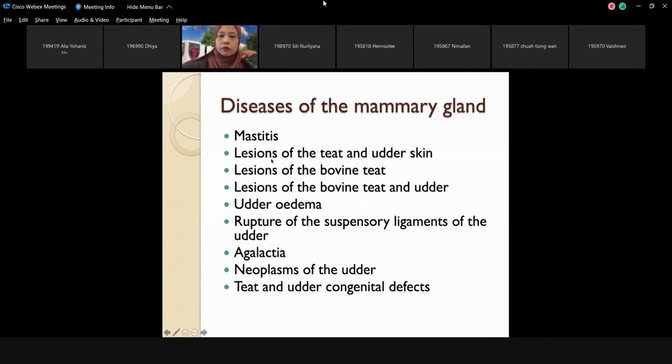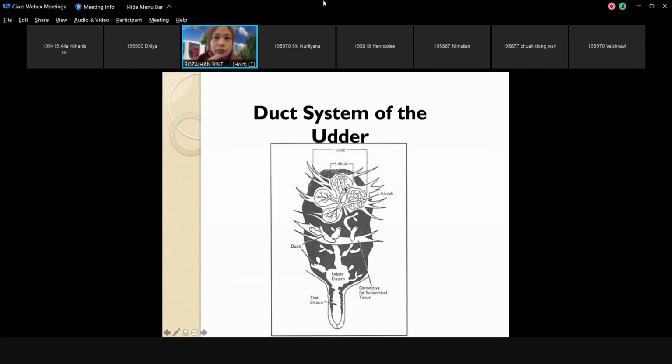Okay, sorry about that. After the milk is secreted by the alveoli, it will be stored in the lobule and transferred into the lobe. Then when the calf sucks, if there is any suckling effect, the milk would be transferred into these ducts and into the gland cistern. From the gland cistern, it will be transferred into the teat cistern. Here is the teat orifice, and there's a teat sphincter to make sure that the milk would not drip if the calf is not suckling.